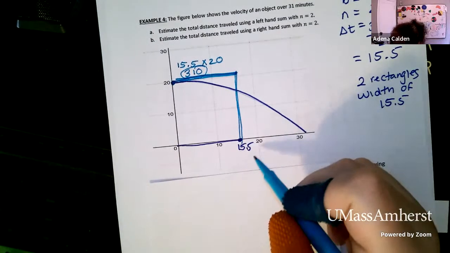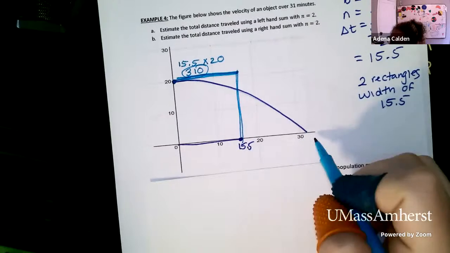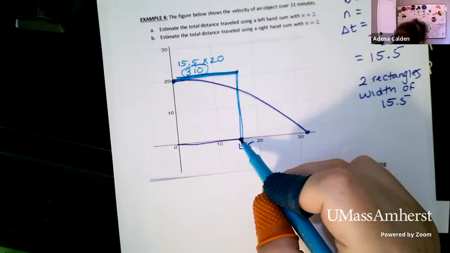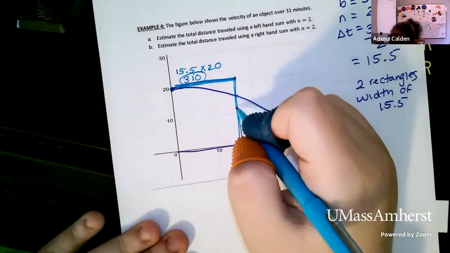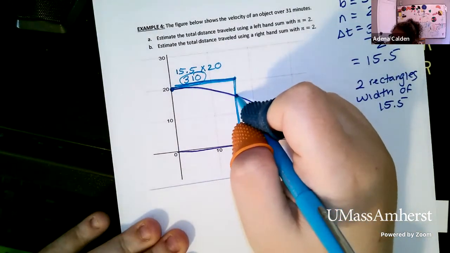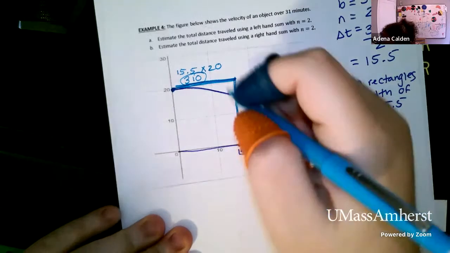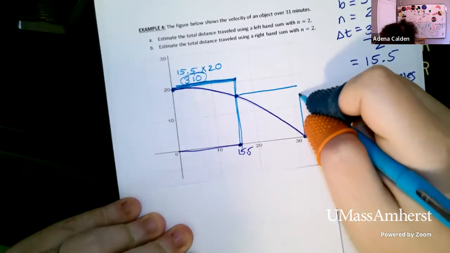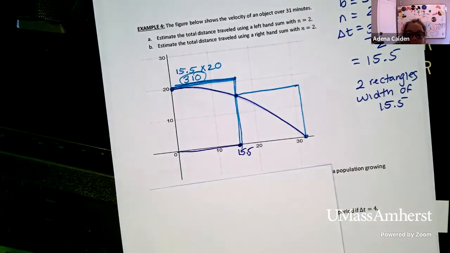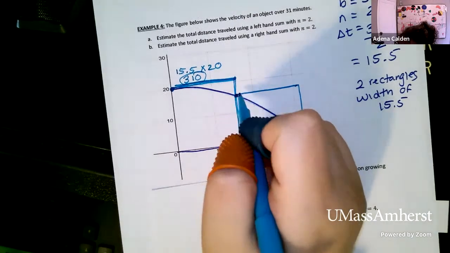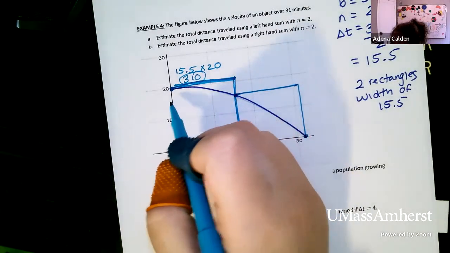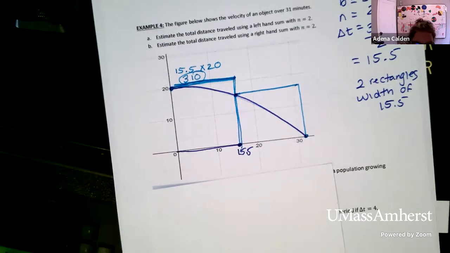Now for my second rectangle, I'm looking between 15.5 and 31, and I'm picking the one on the left. So when I think about the height of my second rectangle, I take the 15.5 until I hit the function. And that is my constant rate between 15.5 and 31. So I do have to do a little approximating here to figure out how high I think this is. For me, it looks like it's a little tiny bit above the halfway point. So I'm going to use a height of 17.